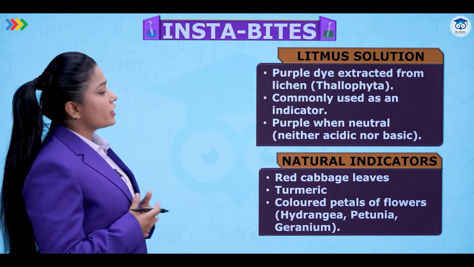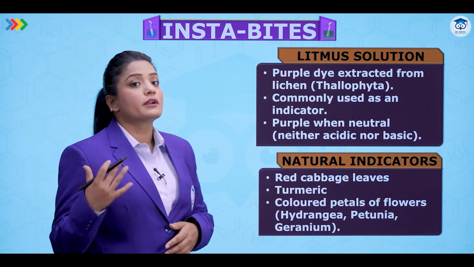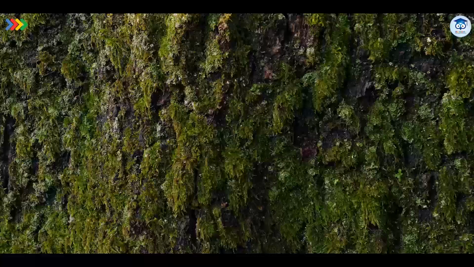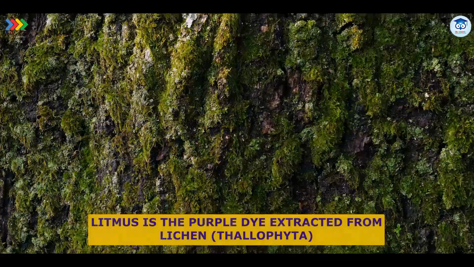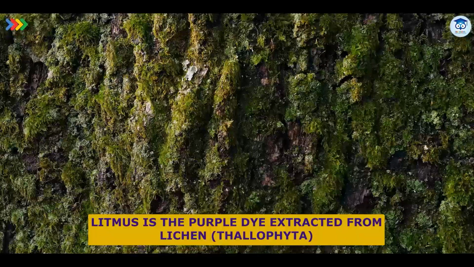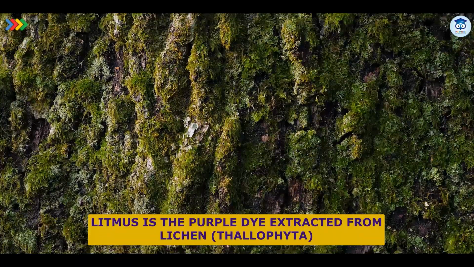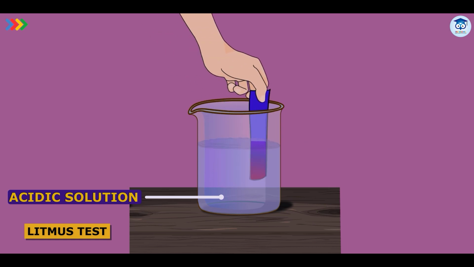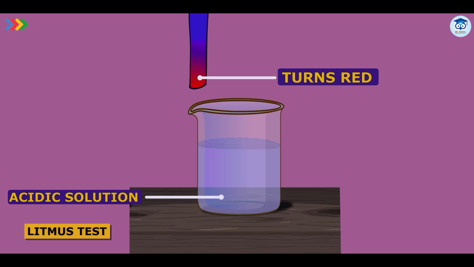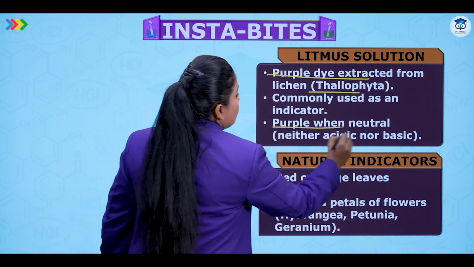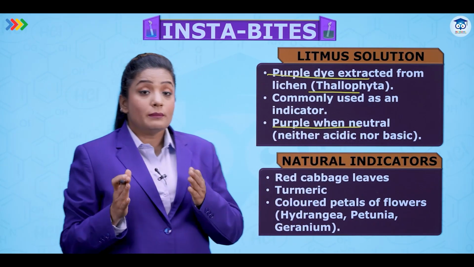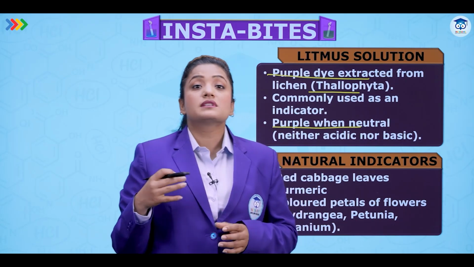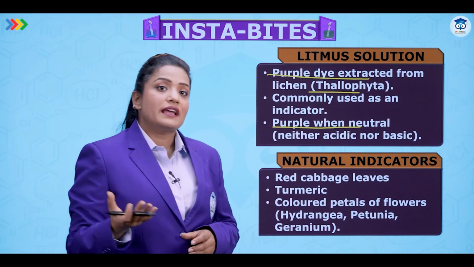Let's talk about some extra information. We have just talked about litmus and its changes. What exactly is litmus? So, litmus is a purple dye which is extracted from lichen, also called thallophyta. Commonly, it is used as an indicator, which is going to indicate whether the given substance is an acid or a base. It is purple when neutral. Neutral means neither acidic nor basic. But when we add it to acid, it becomes red, and when it is added to base, it becomes blue.